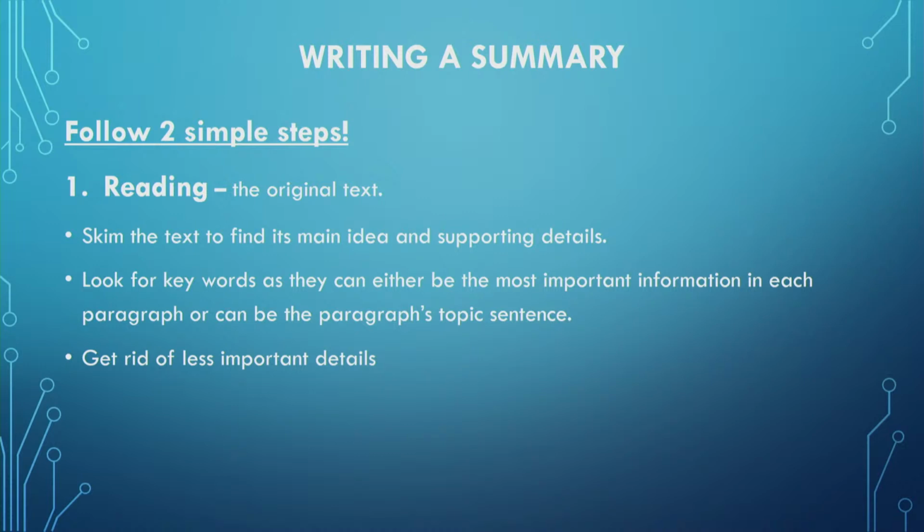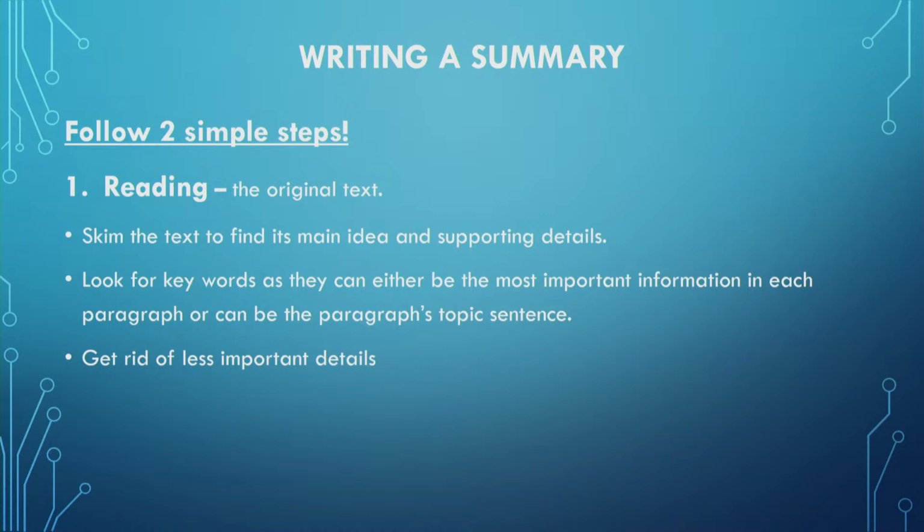While we read, we skim the text to find its main idea and its supporting details. Look for the keywords, as they can either be the most important information in each paragraph or can be the paragraph's topic sentence. And then lastly, you should get rid of less important details, the unnecessary or irrelevant details, right?